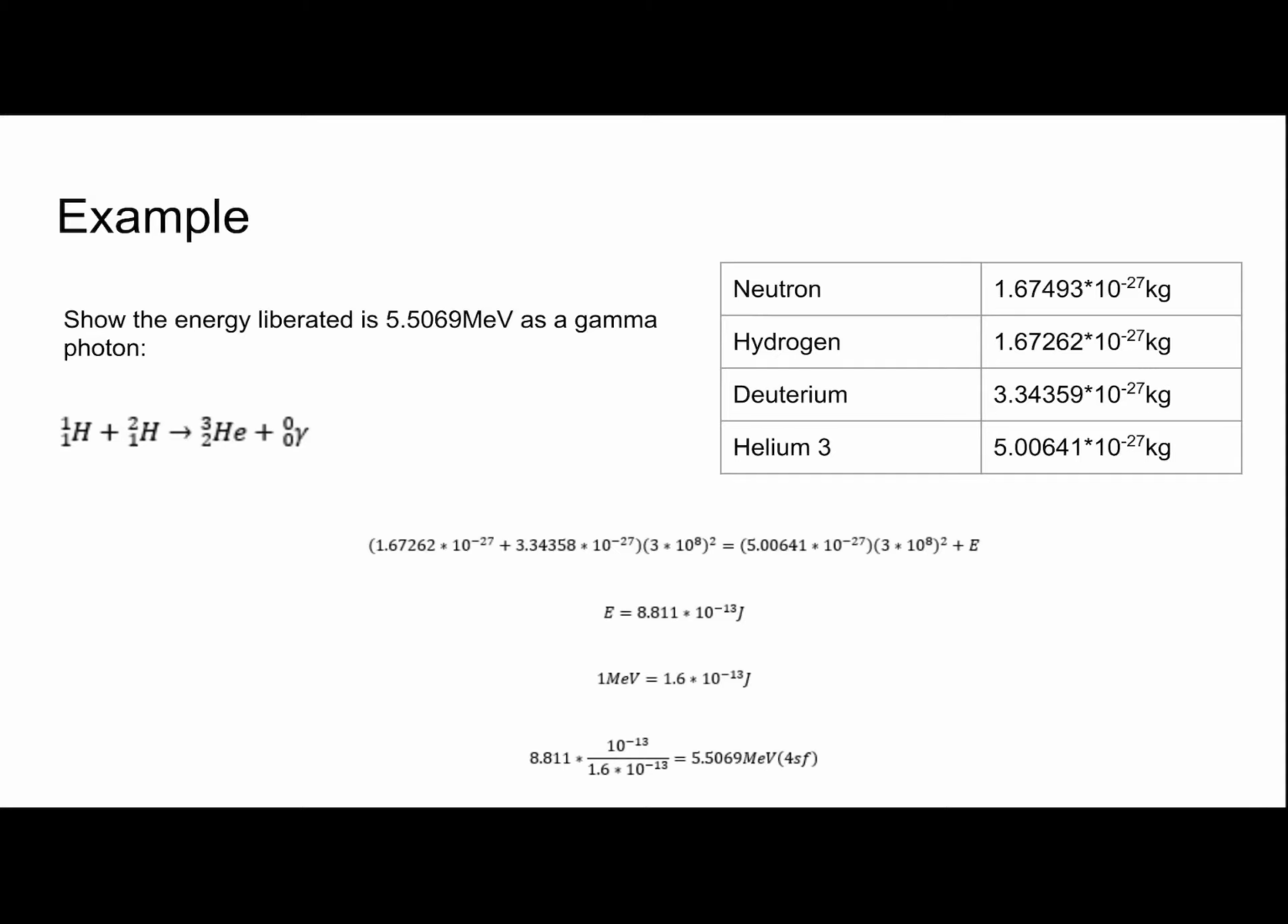Once we rearrange to find E, we'll find that E equals 8.811 times 10 to the power of negative 13 joules. We know that 1 mega electron volt is equal to 1.6 times 10 to the power of negative 13 joules. Therefore, the total amount of energy released in terms of mega electron volts is 5.5069 mega electron volts, and that is our final answer.